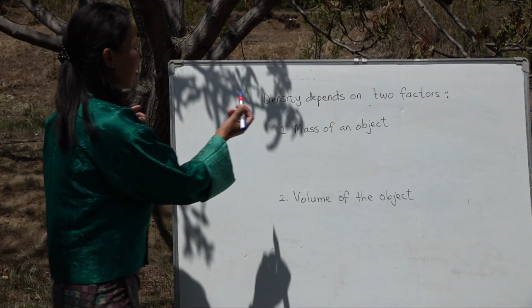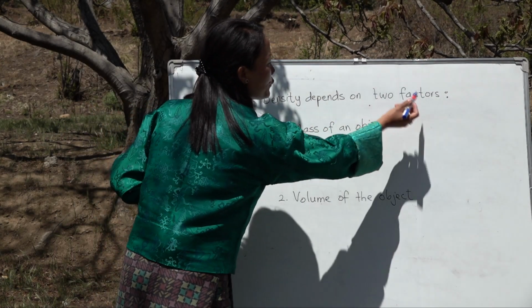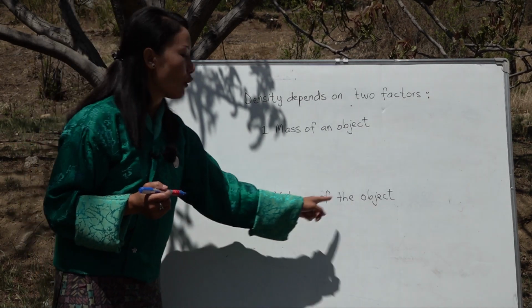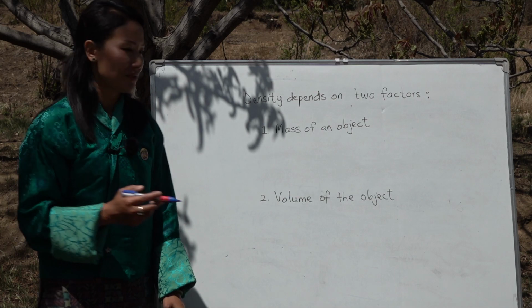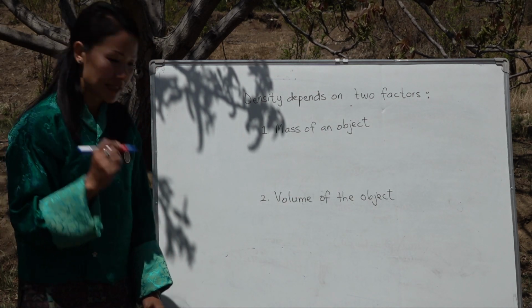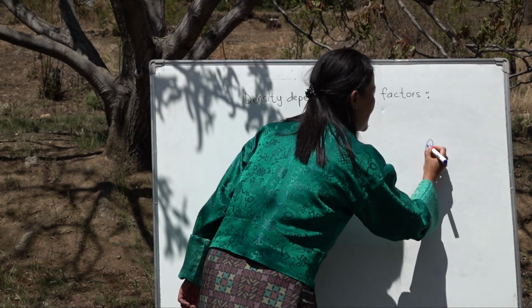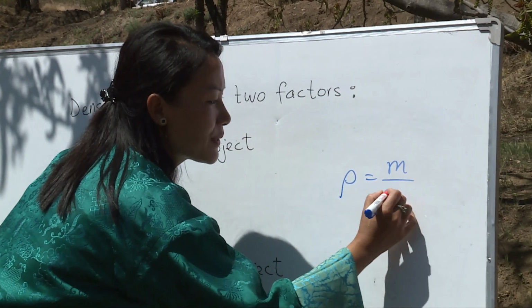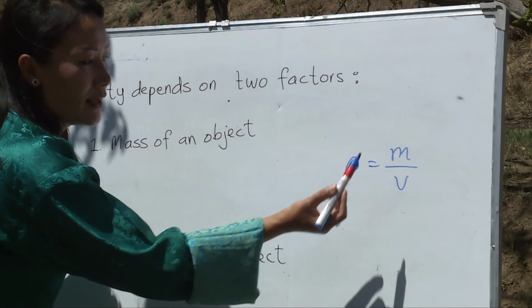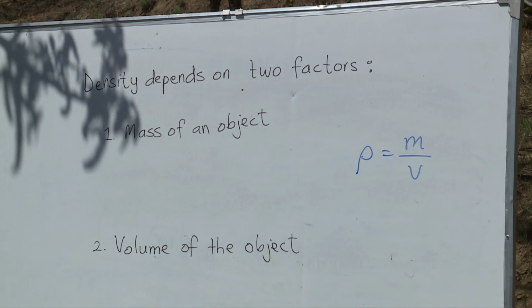Now we are going to look at the factors that affect density. In other words, density depends on two factors. The first factor is mass of an object, and the second factor is volume of the object. Now you must be wondering, where did I bring these factors from? You remember the formula of density? Density is mass per unit volume. So see, this is the first factor and this is the second factor.